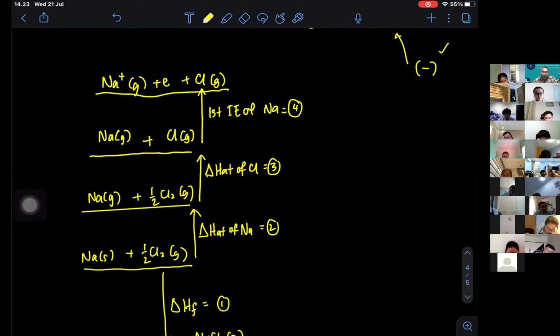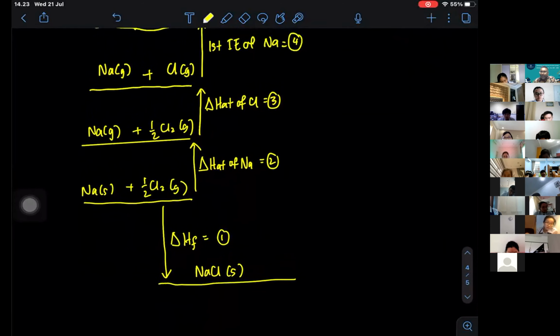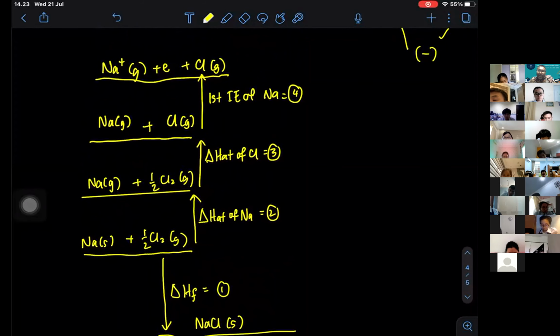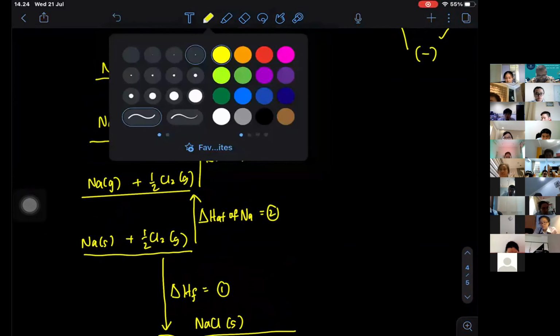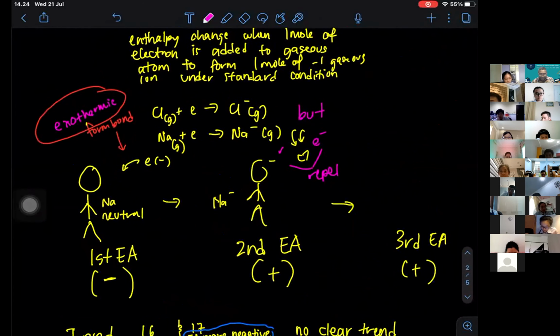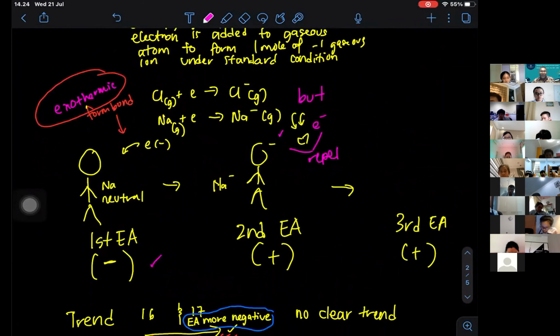Next, do remember our aim is to form NaCl. So I need to have Cl minus. How do I get Cl minus? By joining Cl and the electron together. So this is going to be your electron affinity. They are in gaseous form and you have an electron. Will this electron affinity go up or go down, Ella? Go down. Very important, because your first electron affinity is going to be negative. See, it will go down.